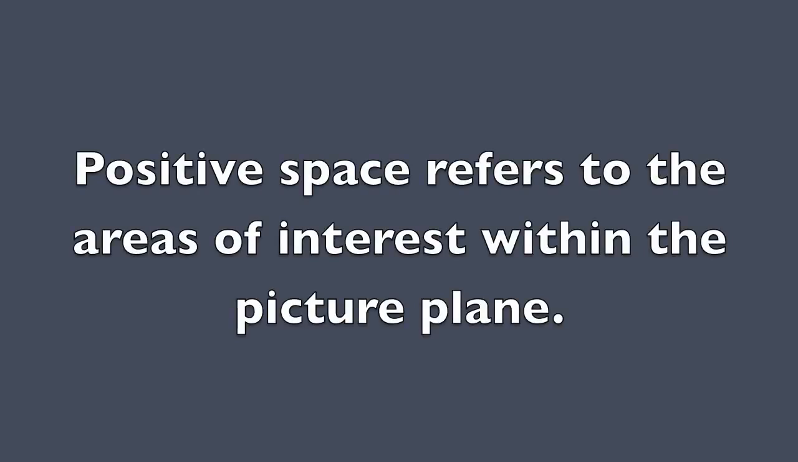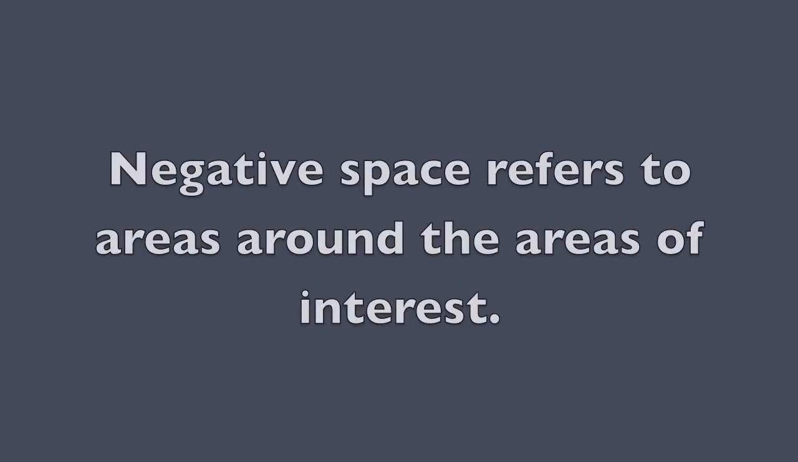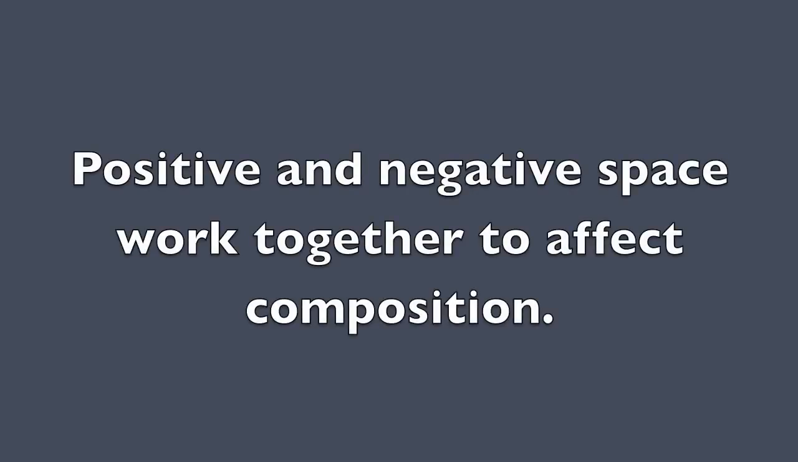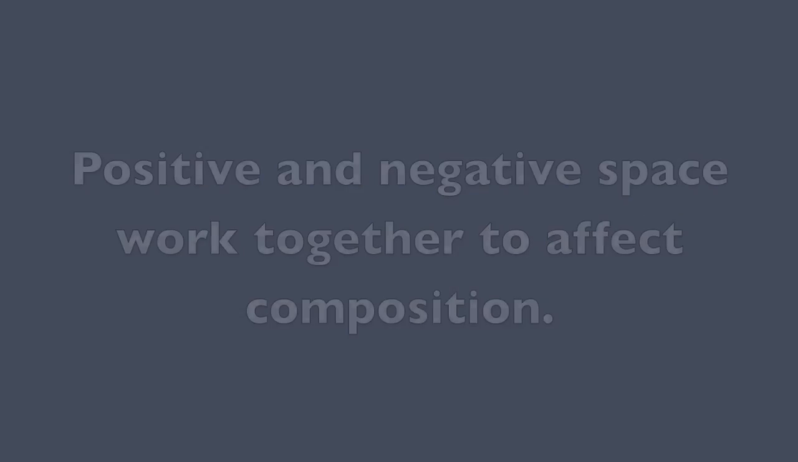The first compositional theory we'll discuss is positive and negative space. Positive space refers to the areas of interest within the picture plane of a drawing. Negative space refers to the areas around the areas of interest in a drawing. It's important to understand that positive and negative space work together to affect the overall composition. Positive doesn't mean good, and negative doesn't mean bad. Let's take a look at this image. Perhaps you've seen it before.